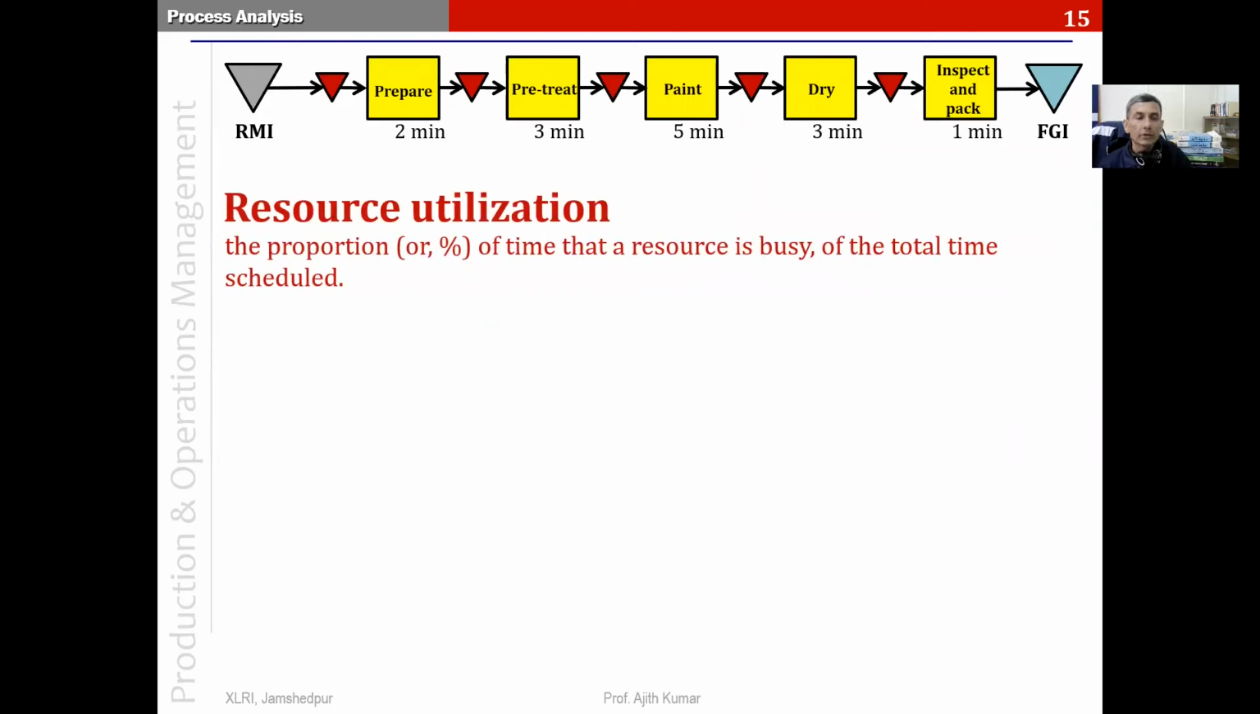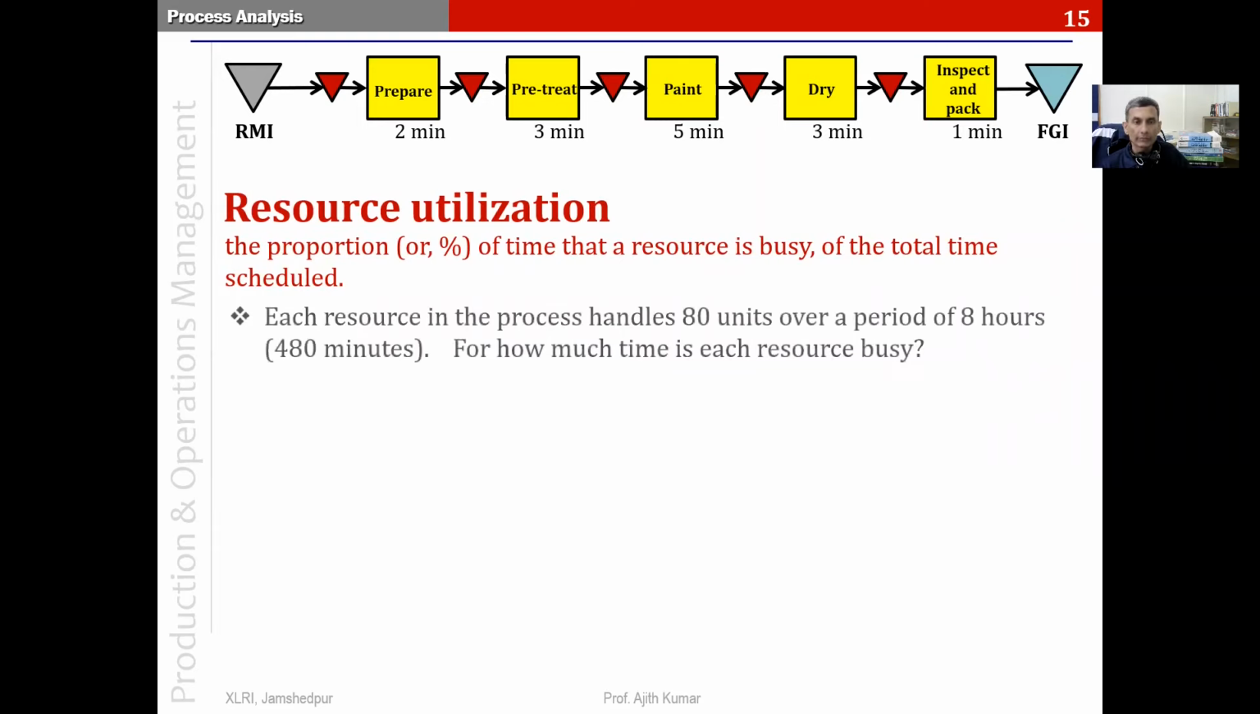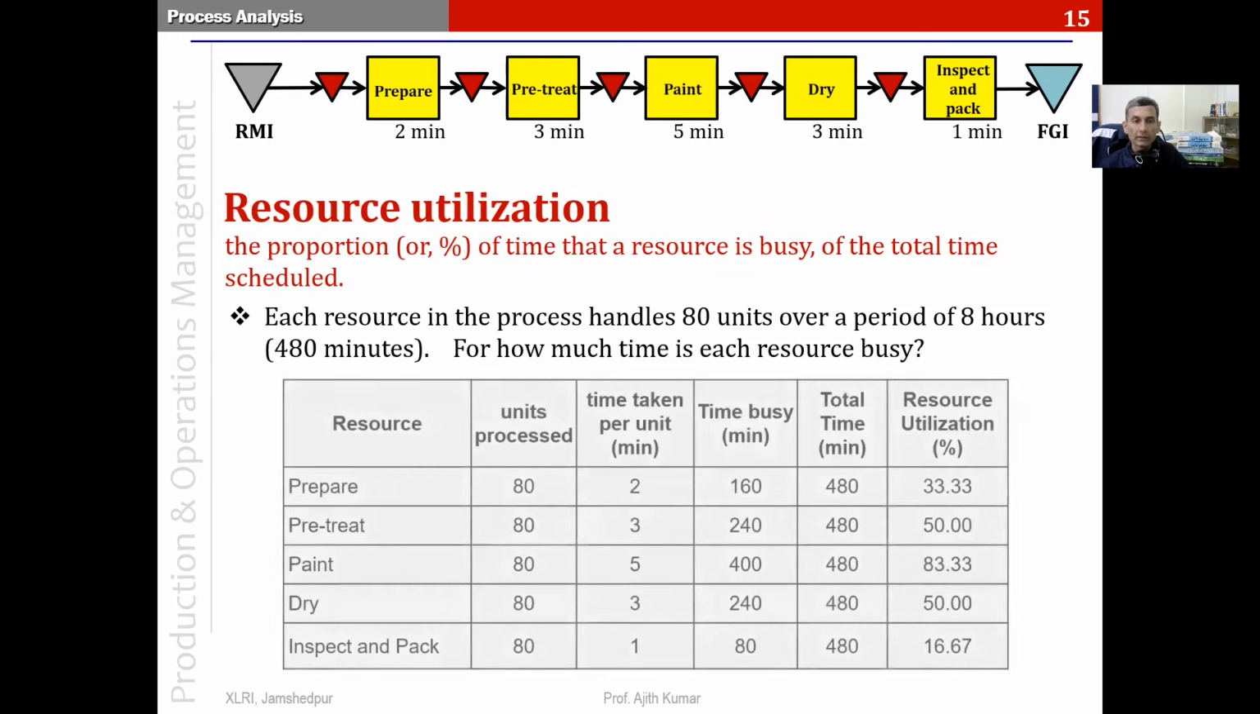Next, we learn about resource utilization. The resource utilization is the proportion or percentage of time that a resource is busy of the total time scheduled. Okay, how busy is that resource? In the given example, each resource handles 80 units over a period of 8 hours or 480 minutes. So if we ask the question, how much time is each resource busy? Then this table gives us the answers.